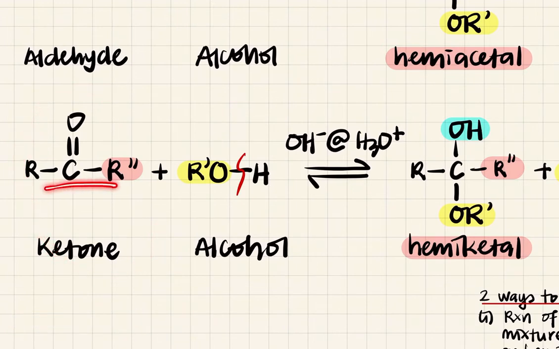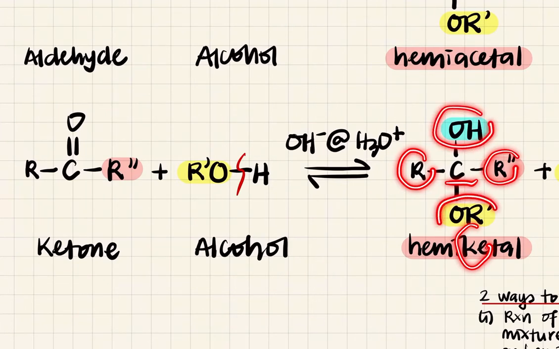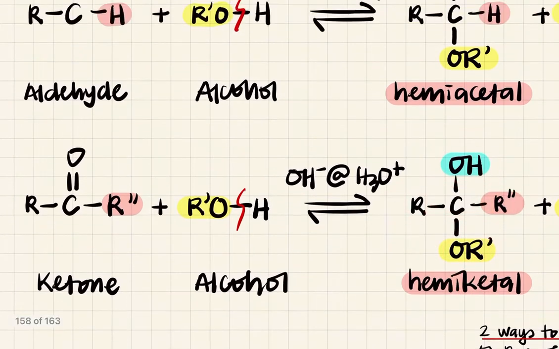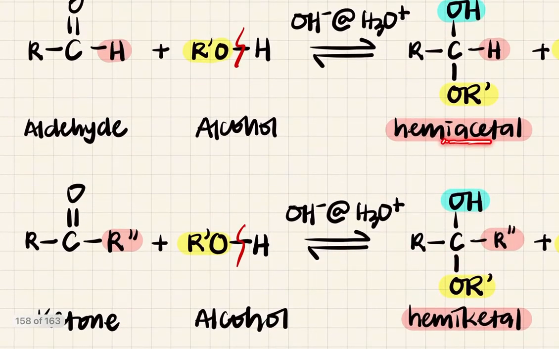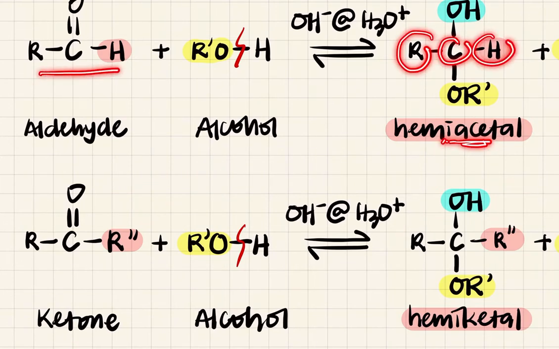Okay, here you have ketone. So you react with alcohol in acidic or basic condition, you will get hemiketal. Okay, ni ketal. So maksudnya RCR. Okay, now you have OH, OR. Alright, tadi ni hemiacetal, ada R, C, H. Kira macam, kena ingat je lah, aldehyde form hemiacetal, ketone form hemiketal.